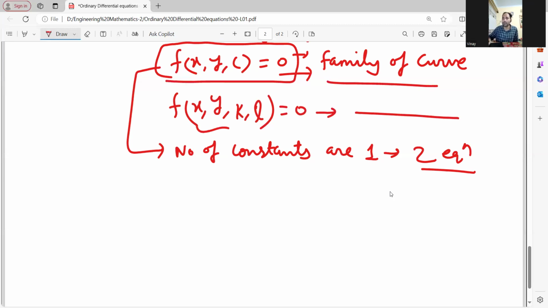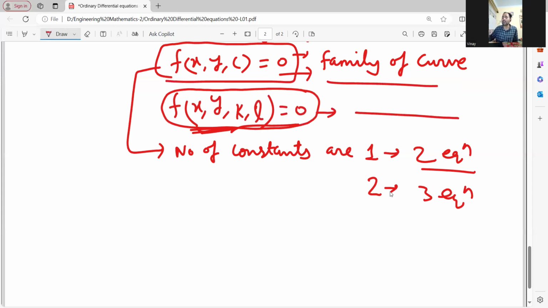Similarly, for this equation, how many constants do you have? Two. You will need three equations. One equation is this one itself. The other two equations you have to find out. How will you find them? You will find those equations by differentiating the given curves. All right, so I will give you examples. For example, you have y is equal to mx to the power 4. Find the differential equation for this given equation.